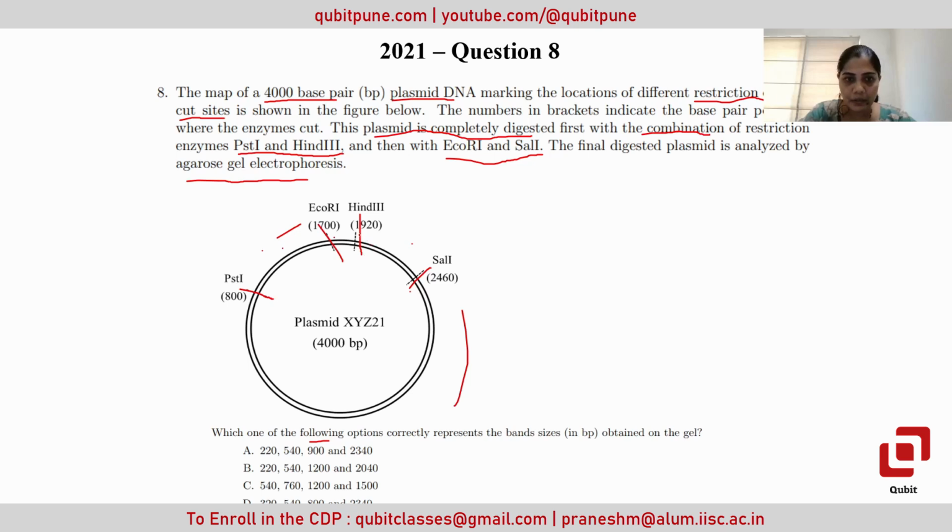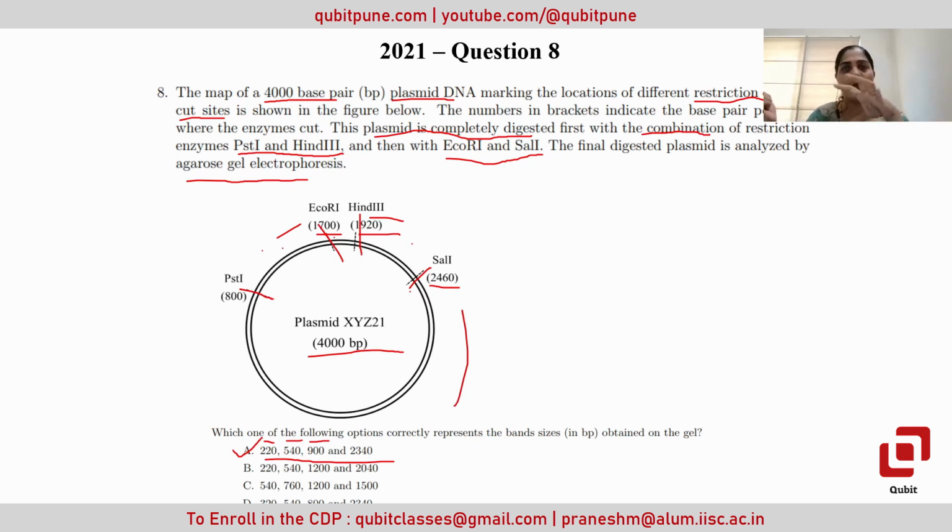Then 1920 minus 1700 will give us 220, and 2460 minus 1920 will give us 540. So ultimately if we sum all this up, we will get the 400 base pair of the plasmid, which is the correct answer. So this is a very simple case. Actually, they have stated that there are no multiple sites of the same restriction enzyme. This kind of pattern is another one of the favorite patterns for the IISER aptitude test.